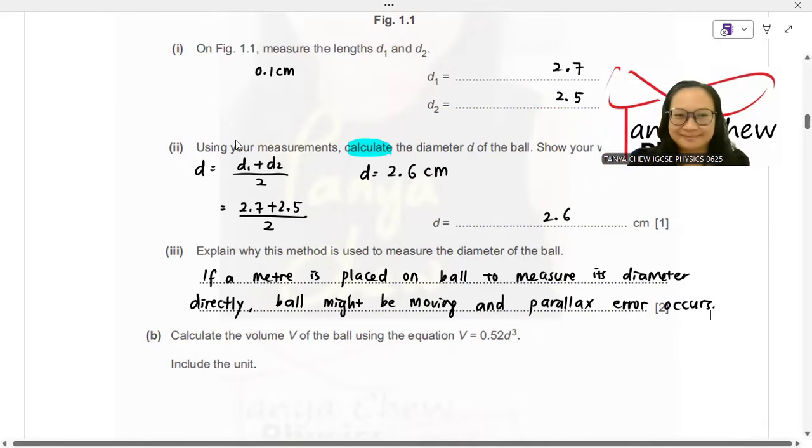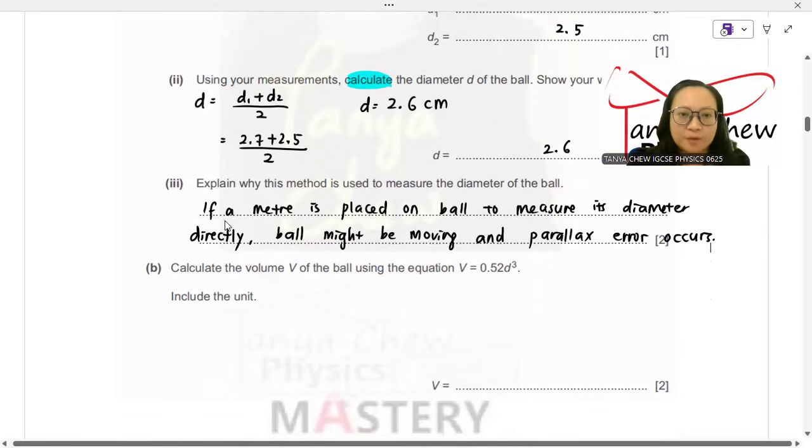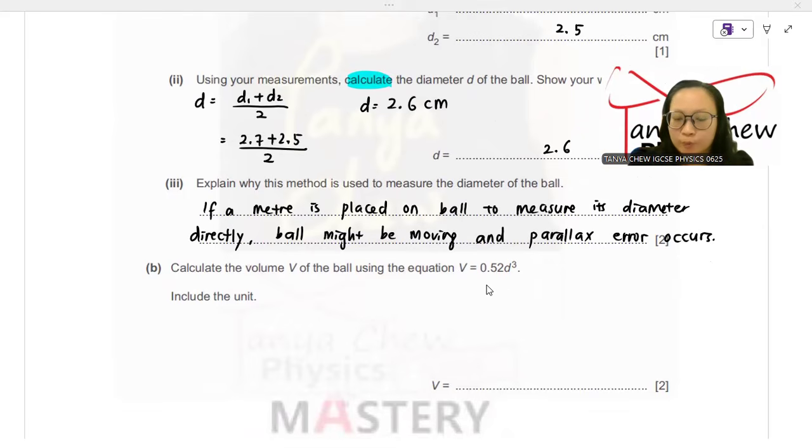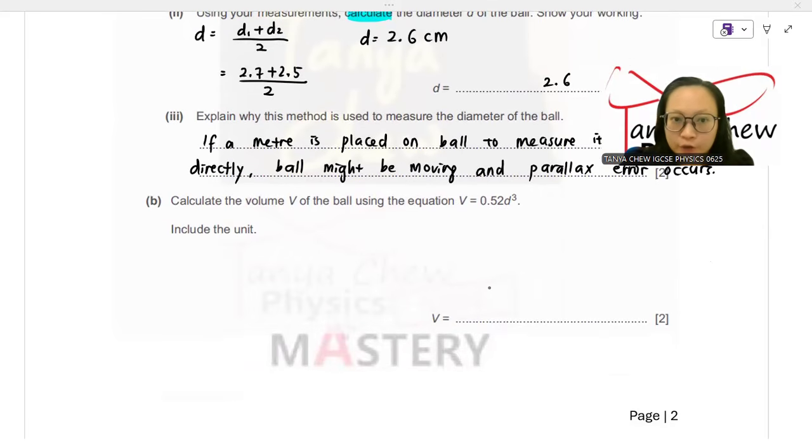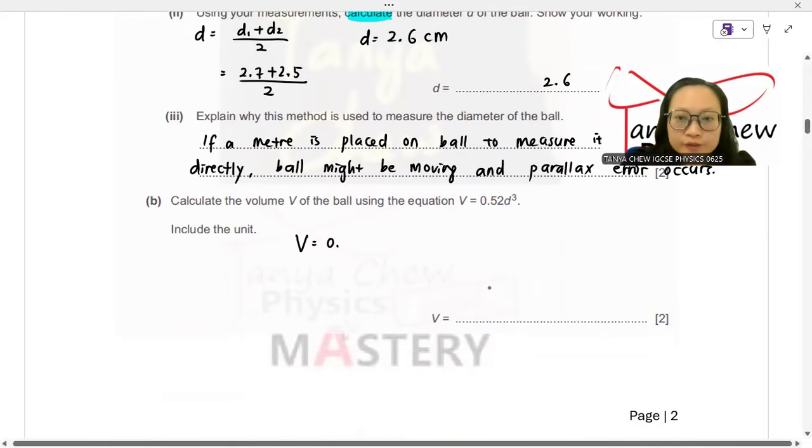Now, B, calculate volume V of the ball using the equation V is equal to 0.52 d cubed. Include the unit. So V is equal to 0.52. If you want to change the D to meter, it's totally up to you, but I'm not going to change that. I'm just going to put it in cm.